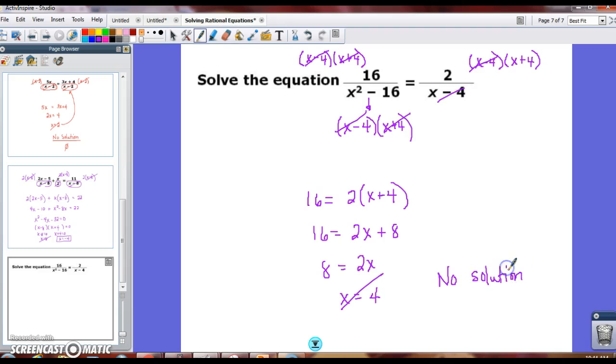Okay, so the reason that you're doing what you're doing in every single one of these problems, the reason you're multiplying by that common denominator, is to get rid of the denominator so you can just solve it like a regular equation. Like I said, it's not hard. It just requires a few more steps to solve for your missing variable.